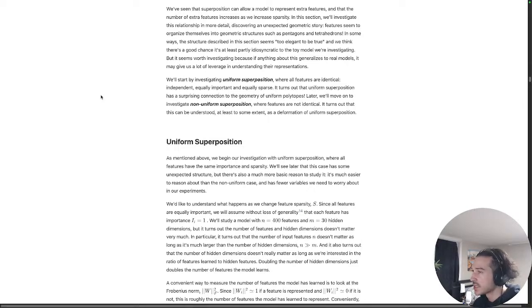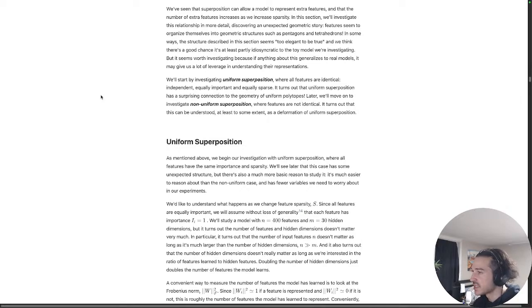In some ways, the structure described in this section seems too elegant to be true, and we think there's a good chance it's at least partly idiosyncratic to the toy model we're investigating. But it seems worth investigating because if anything about this generalizes to real models, it may give us a lot of leverage in understanding their representations.